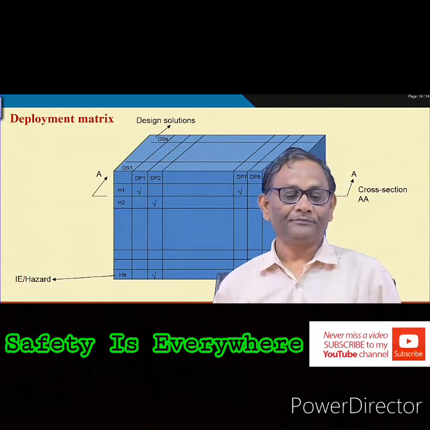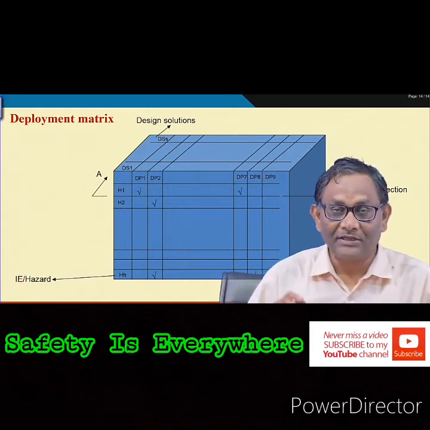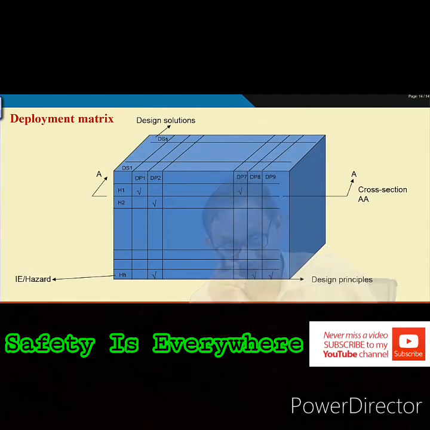Now, come to the deployment matrix, which I want to explain because this is important. Maybe we will spend the next 15 minutes on this deployment and other slides. What have you known so far? You have known that there is an initiating mechanism or hazard. We use these interchangeably, but it is basically the hazard which ultimately leads to the initiating event. Suppose there are different hazards.